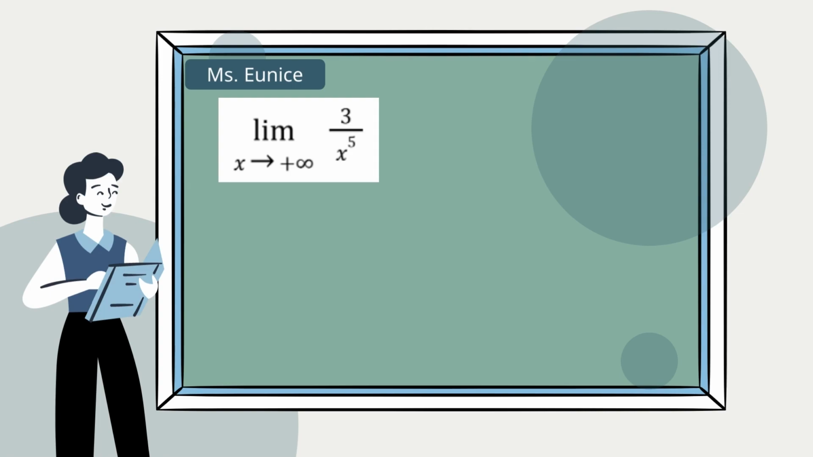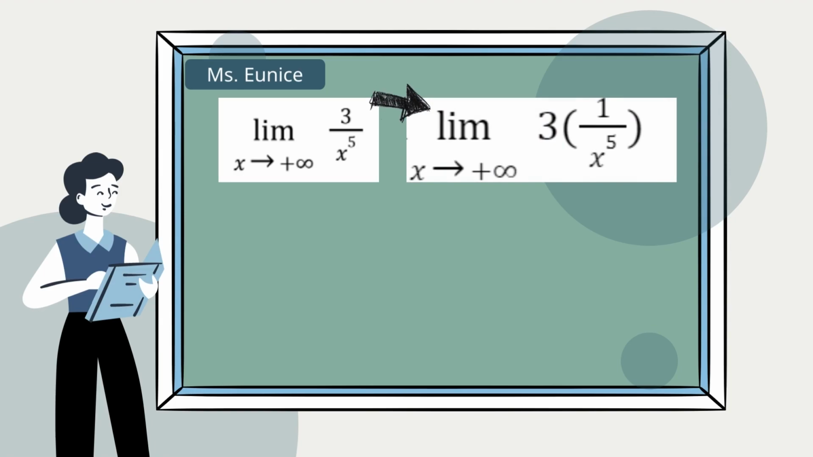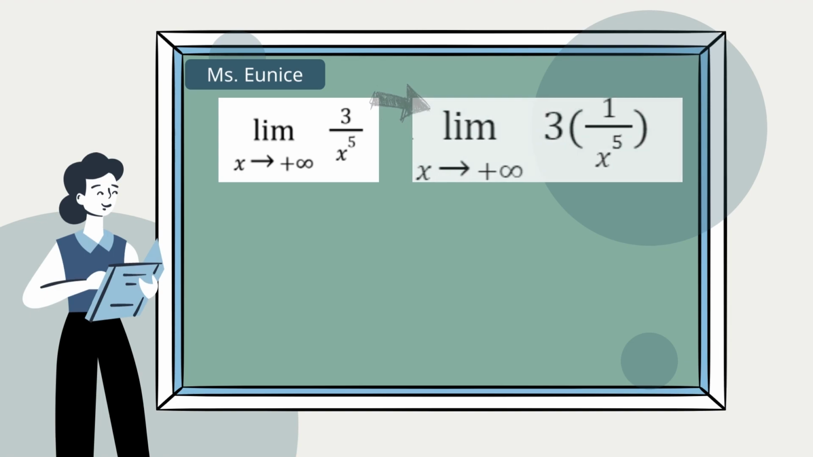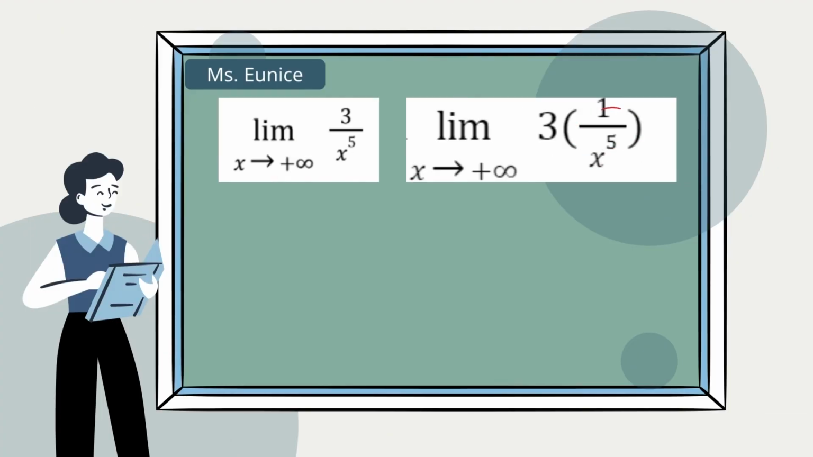The limit of 3 over x raised to 5 as x approaches positive infinity. Although it's different from the theorem, we will separate its numerator 3 and denominator x raised to 5 for us to obtain the theorem. So the number 3 will be separated and the numerator will change automatically into 1. Since the limit is approaching positive infinity, the whole 1 over x raised to 5 will be equal to 0.